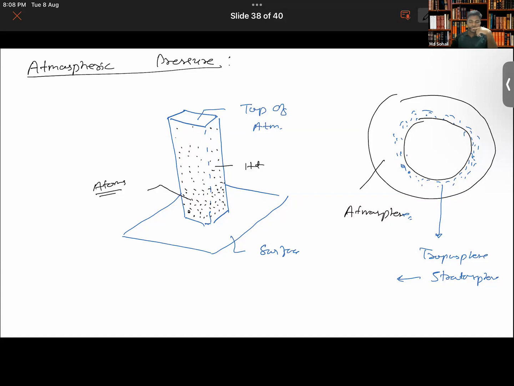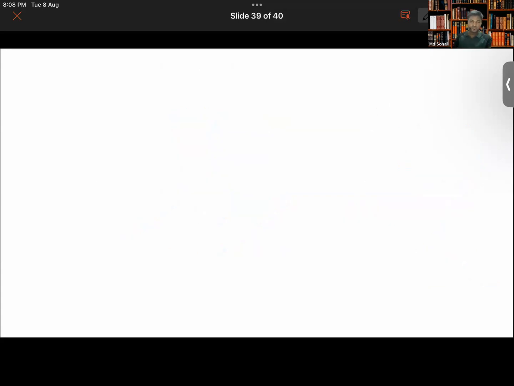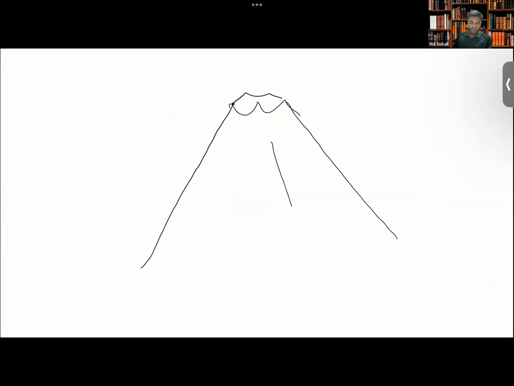Okay. So if you were to stand on a mountain top, over here, and let's say there's one more person who is standing here at the base. Another person is standing at the top.